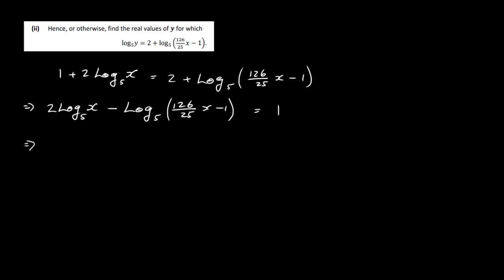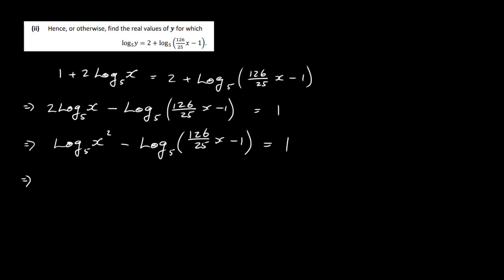The next thing I'm going to do is take this 2 here and bring it up here. It's one of the laws of logs again. So we've got log x to the base 5, and we brought the 2 up here, so it's an x squared now, minus log 126 over 25x minus 1 is equal to 1, and this is the base 5 as well.